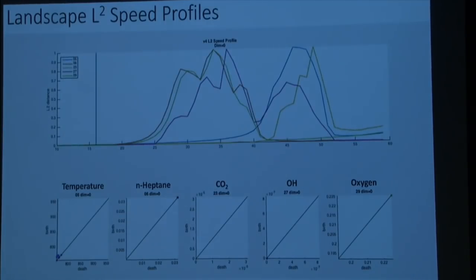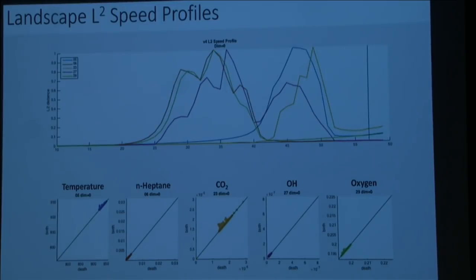And really, we want to track the changes over time. So what if we use that landscape metric again and take a look at speed profiles or the distance profiles in the space of landscape diagrams? So we've got temperature on the left, oxygen on the right, N-heptane, and then CO2 is one of the resulting chemical species, and OH, hydroxide, is an intermediate chemical species.